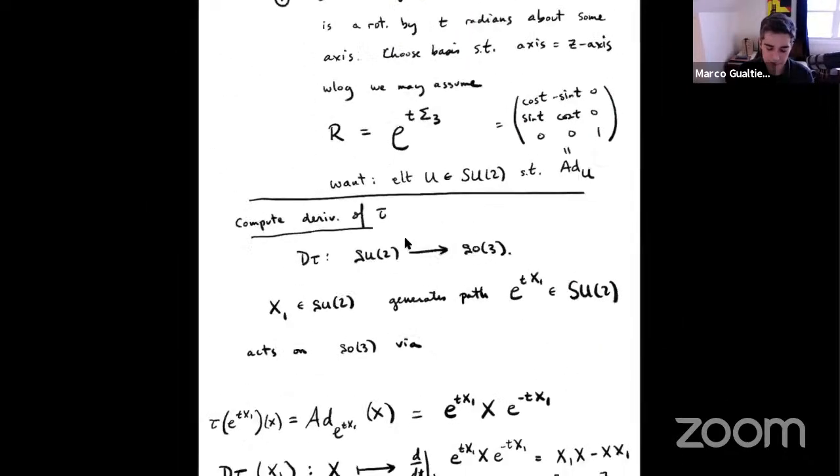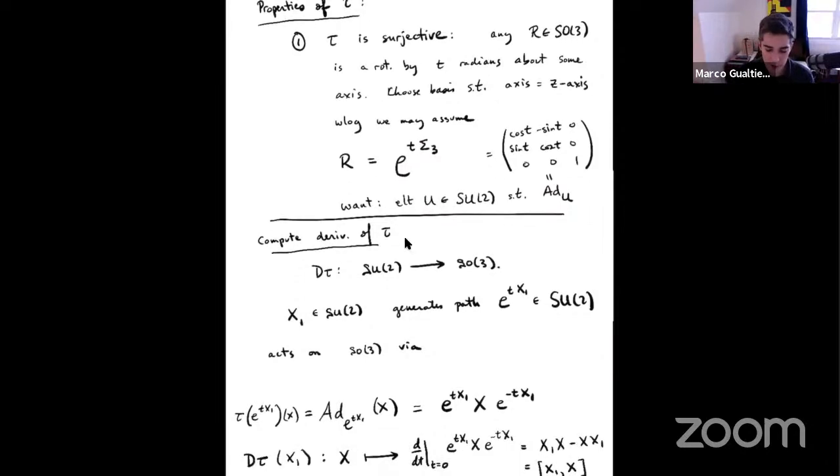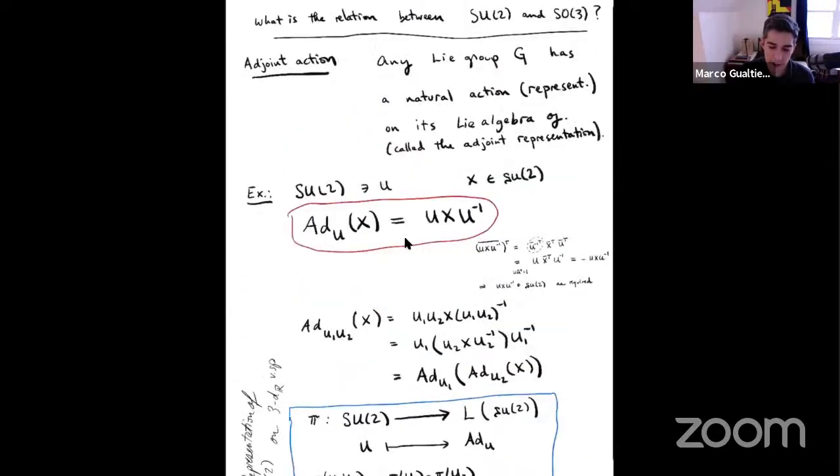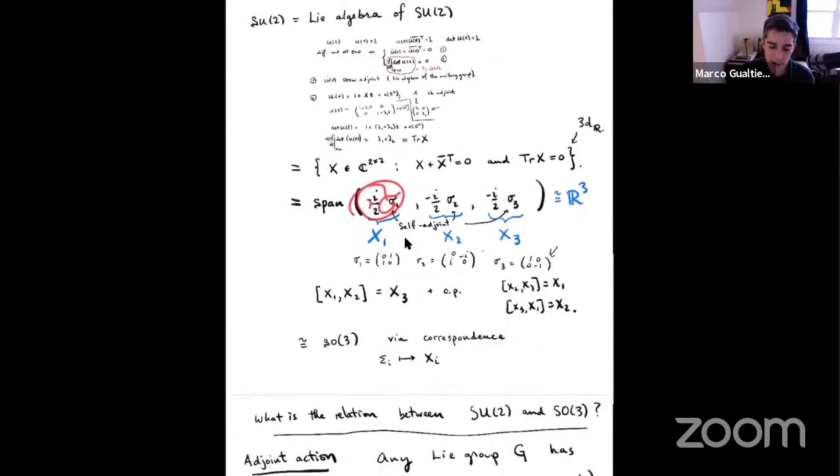One way to do this, instead of trying to figure out this element u which is going to be sent to this element r, is to try to find something in the Lie algebra that's sent to sigma 3, so that when I exponentiate that thing inside SU2, I get the right thing. We know how to do that. We use x1. Remember, x1 is this matrix, minus i over 2 times sigma 1.